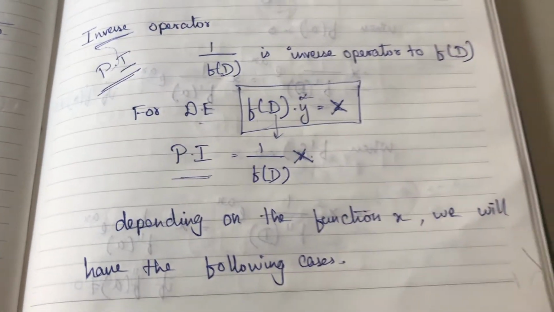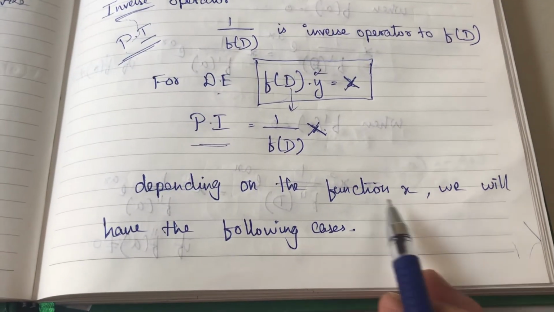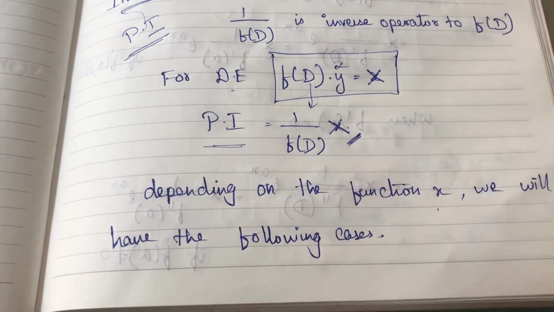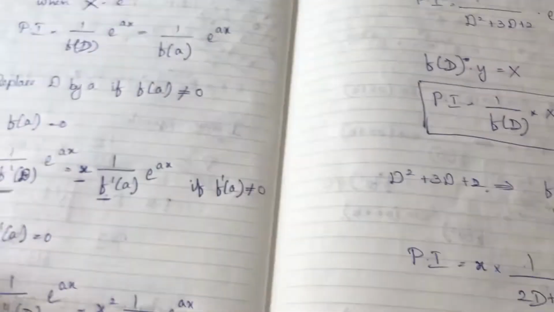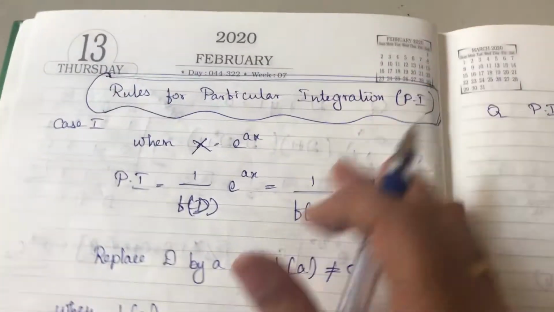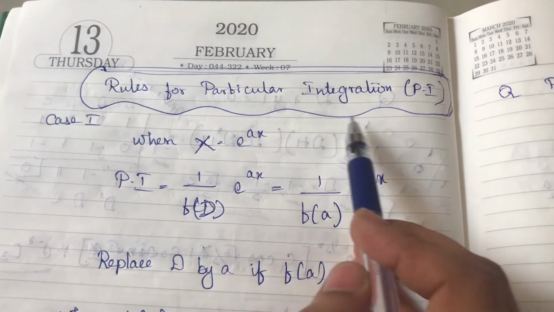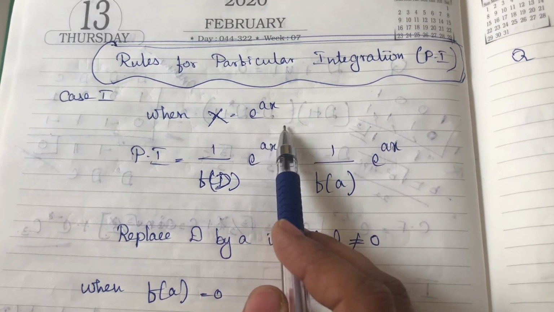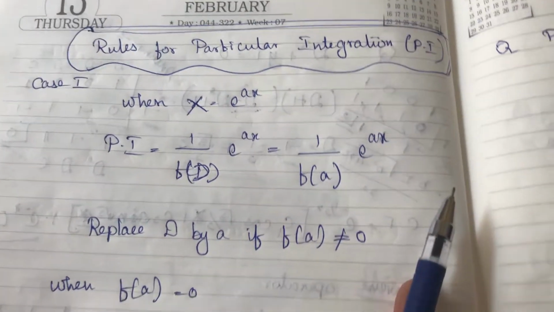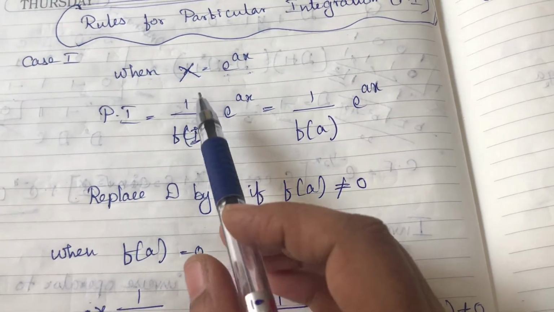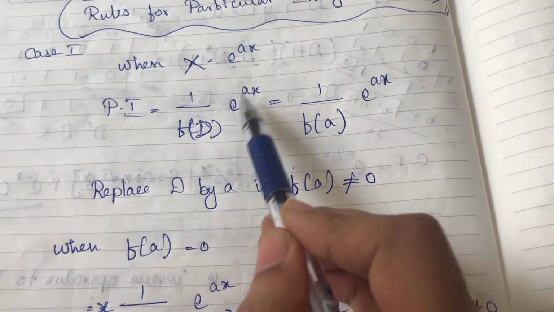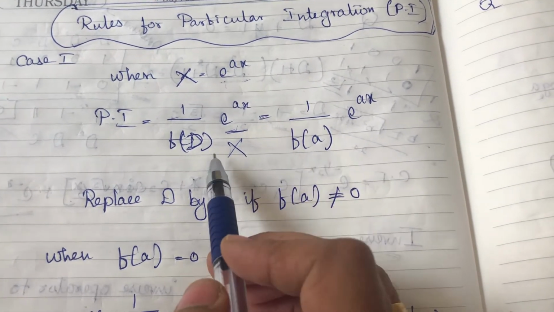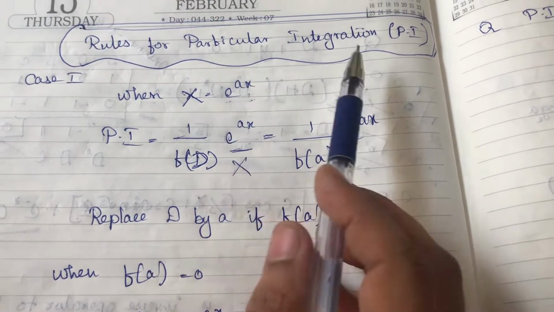into x, that's it. So depending on the function x, we will have the following cases. This x will have some cases, like case 1, case 2. Let's see that. So, rules for finding the particular integral. In case 1, x may be e power ax. If it is in the form of e power, just remember that 1 by f of d into e power ax. This part is x, right? So e power ax is the particular integral.